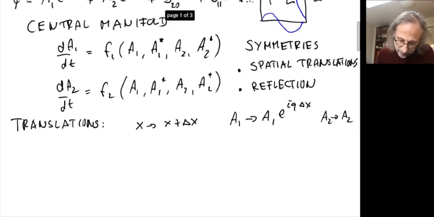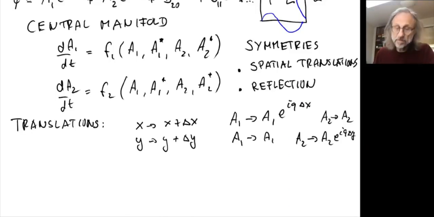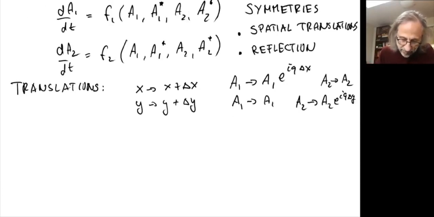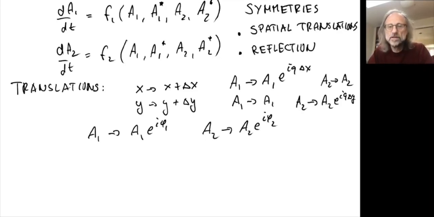Similarly, if we translate in y, A1 stays put, but A2 gets shifted. The amounts by which they get shifted are arbitrary and independent of each other. So we really have 2 independent actions: A1 going to A1 e to the I phi 1, and A2 going to A2 e to the I phi 2. Let's go to the reflections later, and first implement what we learned from this.